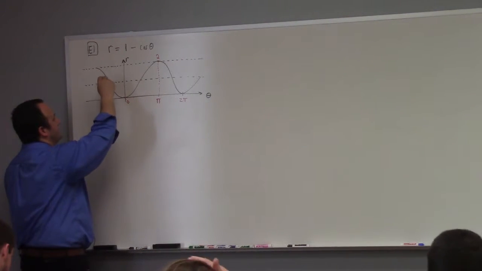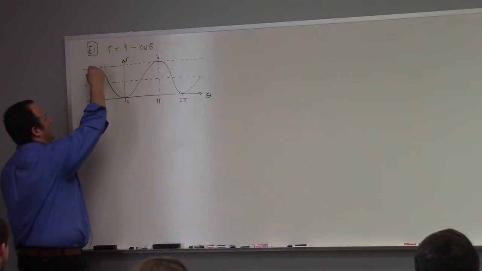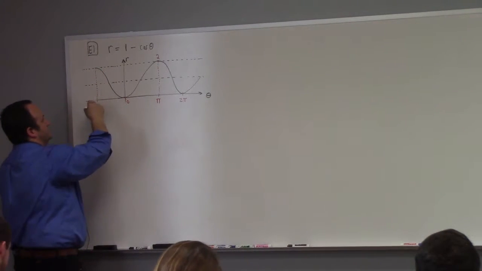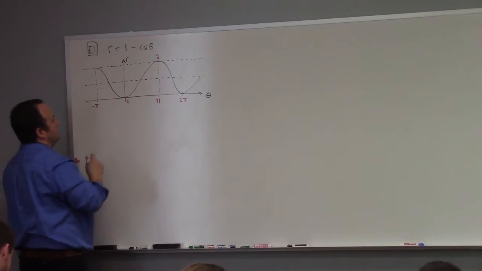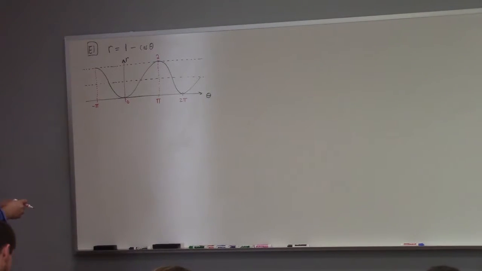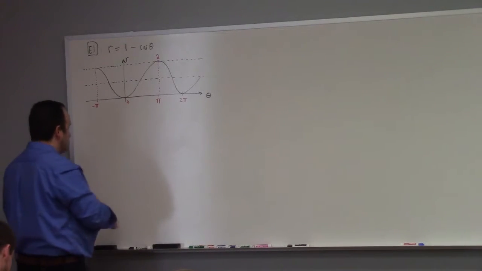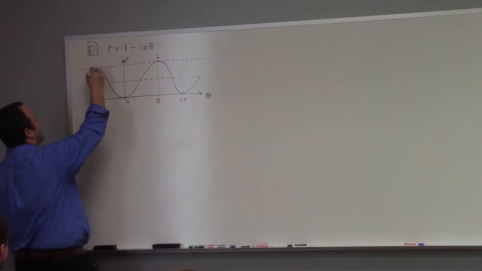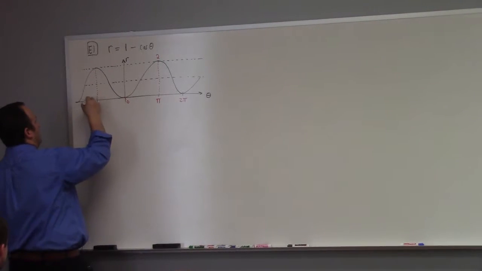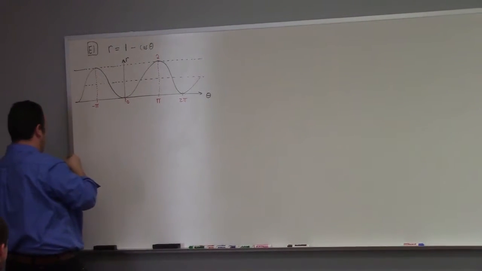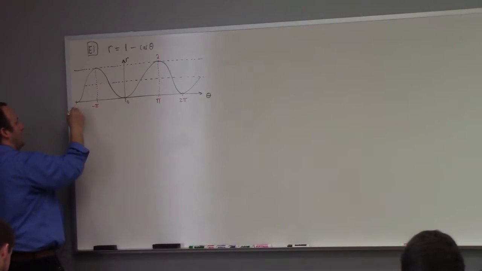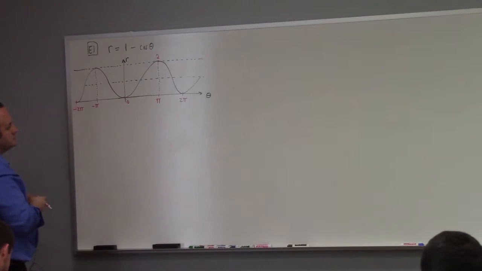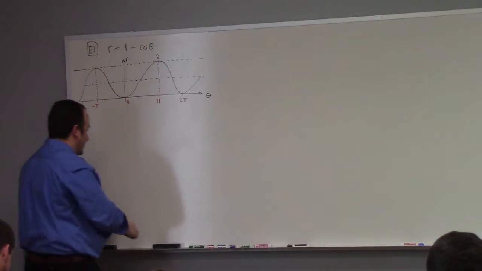Let's see here. What's this point here? Minus pi? Where's it hit 0 back here again? Minus 2 pi, right? All right. So let's try to plot this thing.